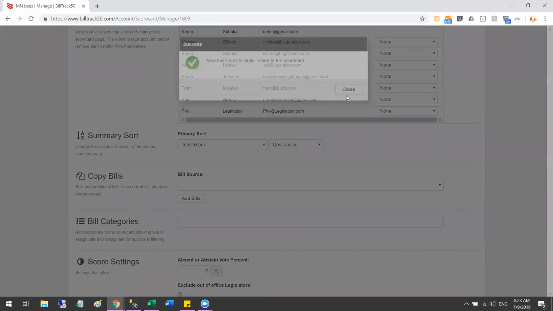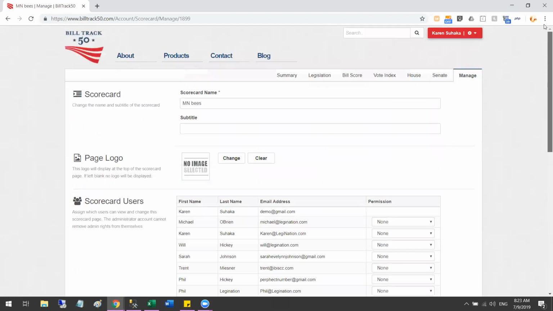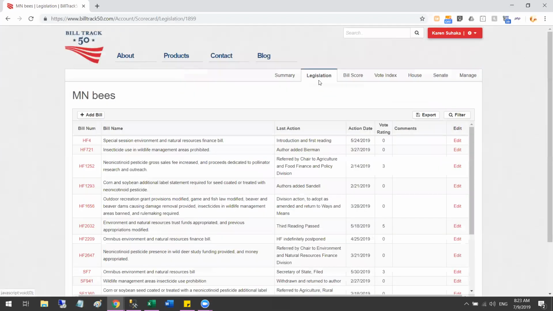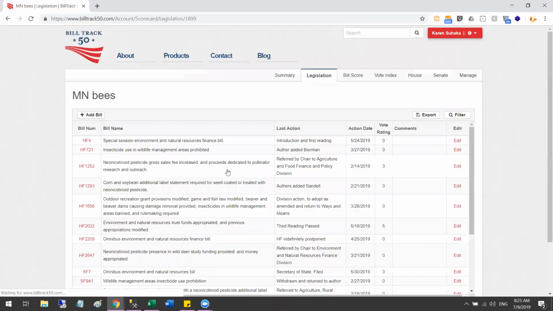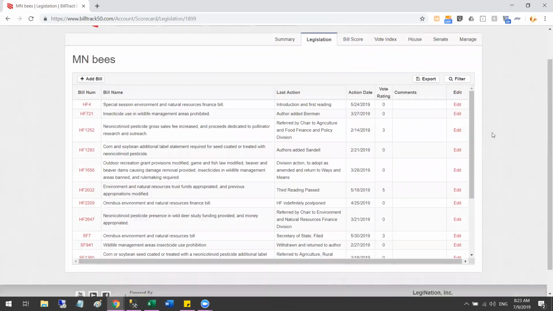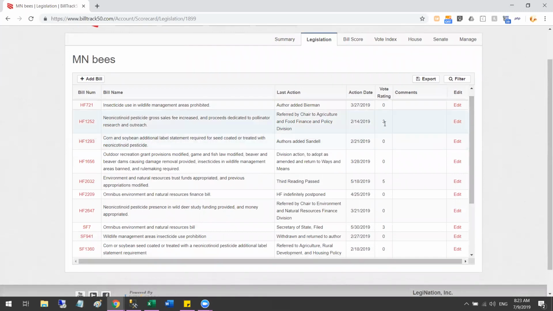Now I could also go to the legislation tab and just type in the bill numbers one by one, no problem. So you don't have to actually make a bill sheet. If you just have 3 bills and you already know what they are, you don't have to do that research step. All right, so now it's come across, and the bills that I gave a rating to have the score that I gave it.